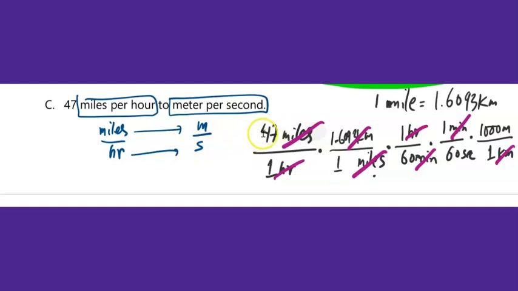So you see 47 over 1 times 1.6093 times 1 times 1 times 1000 divided by 60 times 60. If you do all the math in the calculator, the final answer is going to be 21.01 meter per second. Okay, because meter survives here, second survives here, only these two units survive. The answer is going to be 21.01 meter per second.